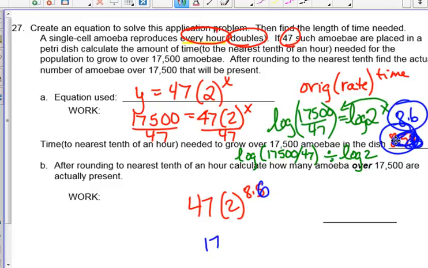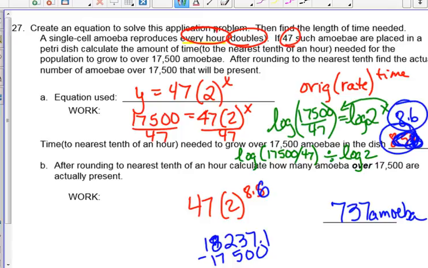But so if I do 47 times 2 to the 8.6, I have 17,237.1. Minus, 18,000 minus 17,500, because it says how much over that are there. There's 737 extra amoebas. Okay, hopefully it doesn't come out like that on the test, but if it doesn't come out down here when you plug it back in, then you got to go up and round this one up 1 more tenth.